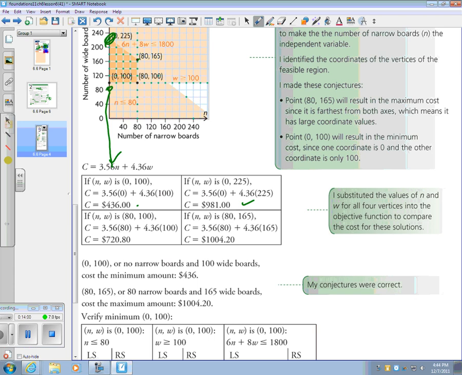Plugged in the next one. That's here. 1,720. So what's their maximum and minimum? Here's your biggest cost. Here's your littlest cost.